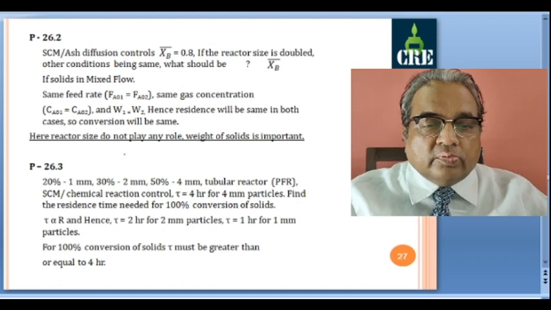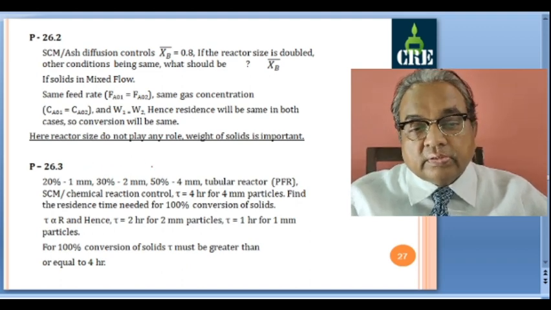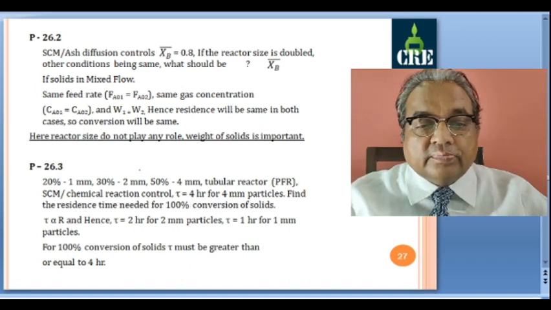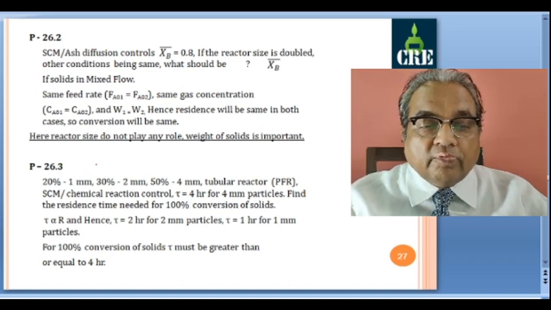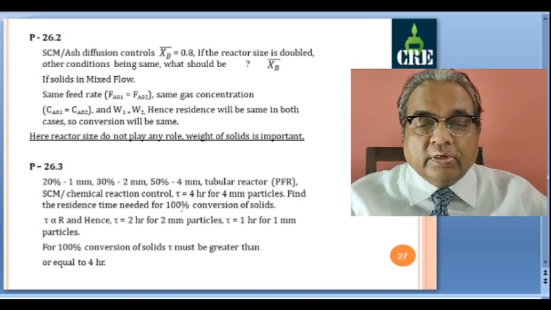Here we have been provided with 20%, 30% and 50% fractions of particles of 1 millimeter, 2 millimeter and 4 millimeter. The reaction is taking place in a plug flow reactor. The shrinking core model is applicable and chemical reaction is controlling. Tau is given as 4 hours for 4 mm particles, and we are required to find the residence time needed for 100% conversion of the solids.